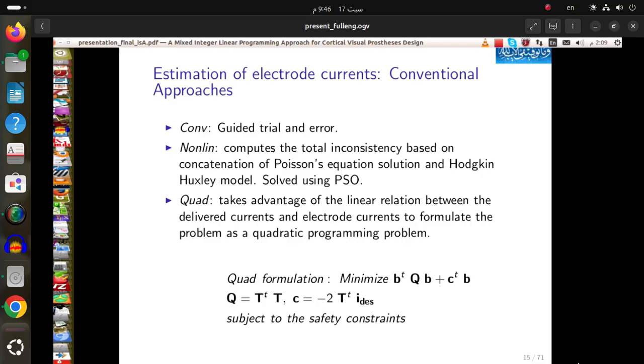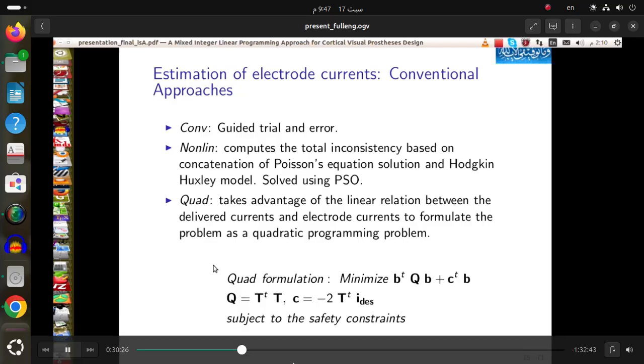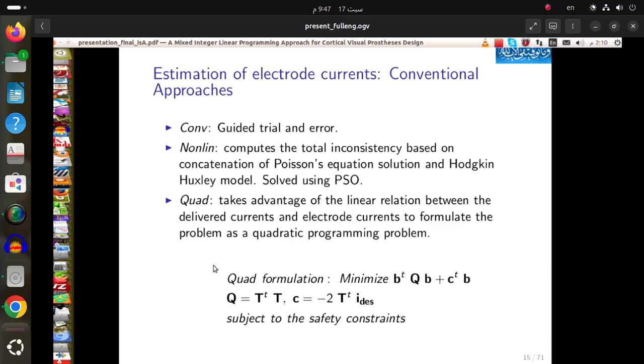Why? Because although whether a location is excited or not is based on the nonlinear Hodgkin-Huxley model, we can solve this Hodgkin-Huxley model offline to determine certain desired values of delivered current. Based on the solution of the Hodgkin-Huxley model, we can decide thresholds. We can decide what values of delivered current are desired at the different locations so that they remain unexcited or to excite them. Once the desired delivered currents are computed, then our problem is a linear problem, related to the relation between the desired delivered currents and the control variables, which are the electrode currents. This is a quadratic formulation, of course subject to safety constraints.